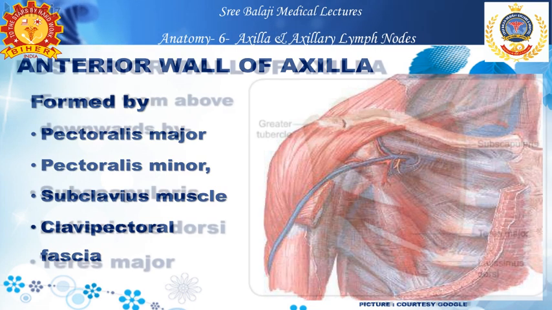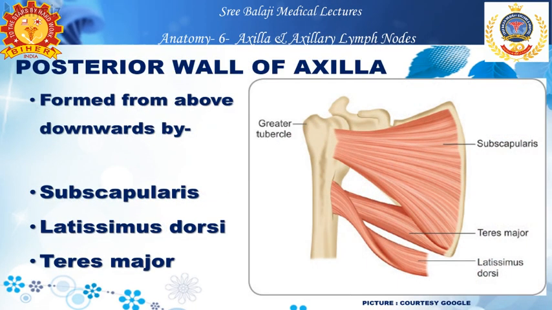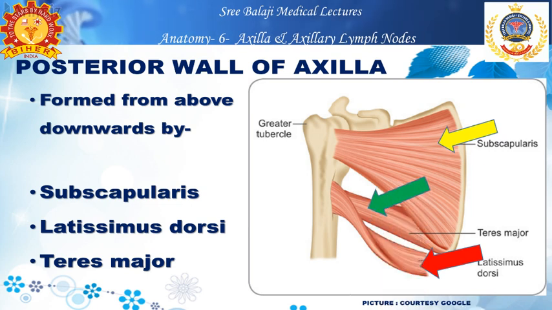The posterior wall of axilla is formed from above downwards by muscles subscapularis, latissimus dorsi, and teres major. I repeat, subscapularis, latissimus dorsi and teres major muscles form the posterior wall of axilla.